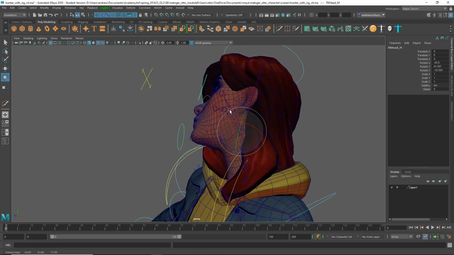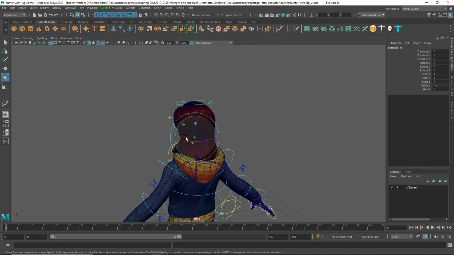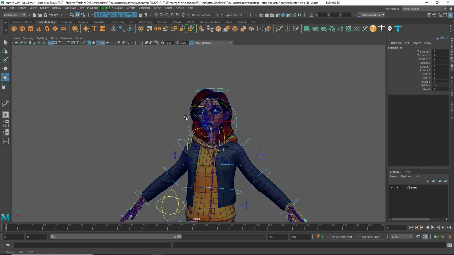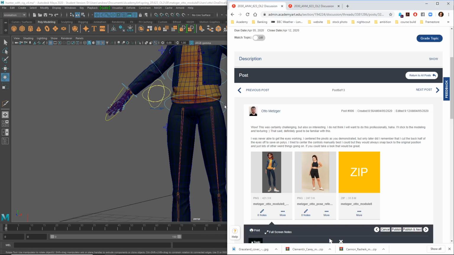I like the way the hair moves too. That's nicely weighted. Yeah, this is really great. This character did a very good job. Really impressive. What were you saying?